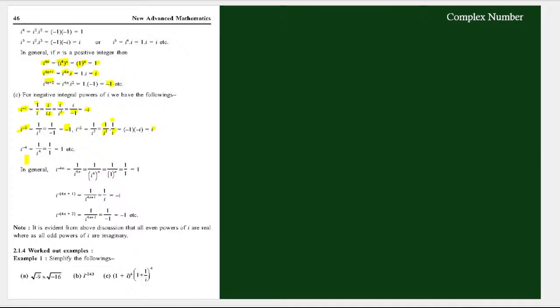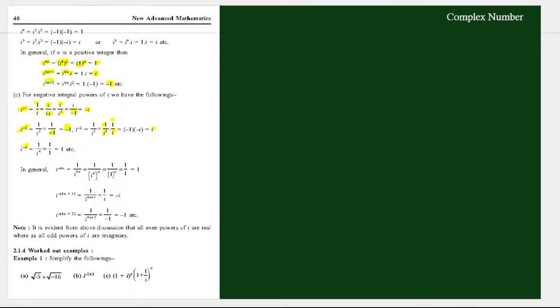So now i to the power minus 4 will give us positive 1. I to the power minus 4 is 1 by i to the 4. And 1 by i to the 4 is nothing but 1 by i square into 1 by i square. And i square is nothing but your minus 1. So minus 1 into minus 1 is plus 1.